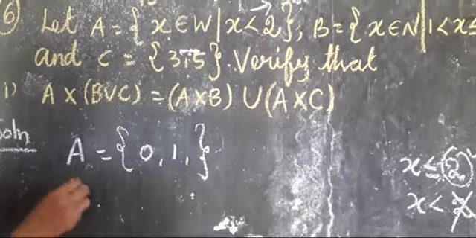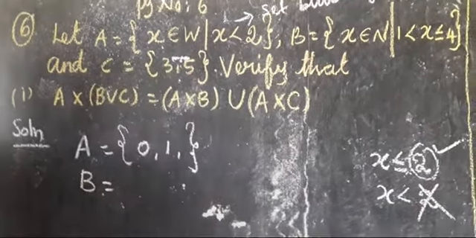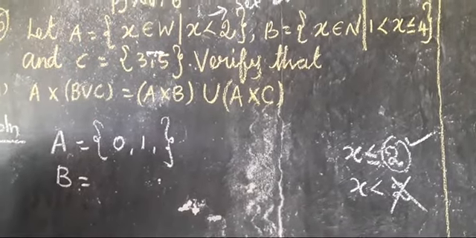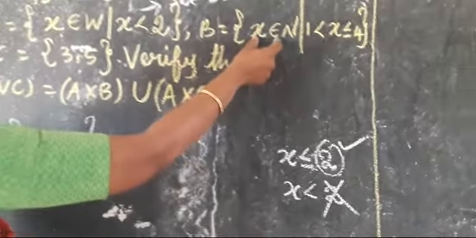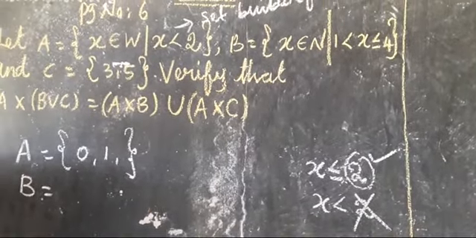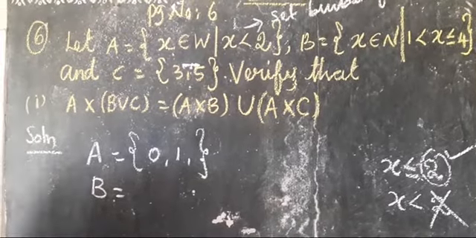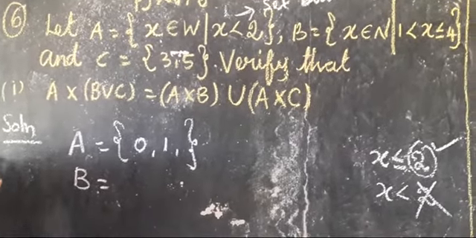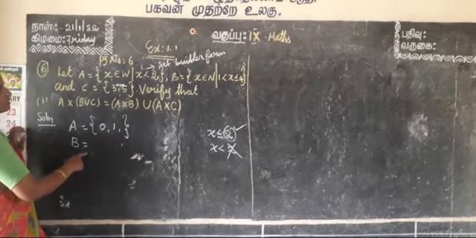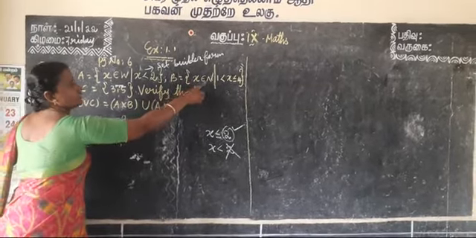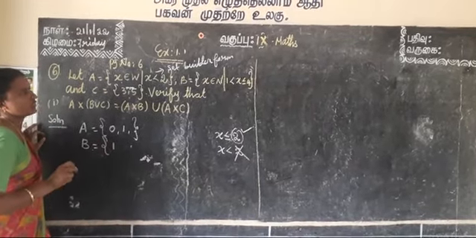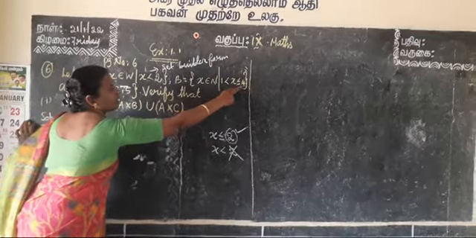B set elements. B set is equal to what? How to write? You have to see that rule in set builder form. X belongs to N. N means natural numbers. Natural numbers start with 1. So first you have to write 1. So for B set elements, natural numbers start from 1, up to the condition 4.